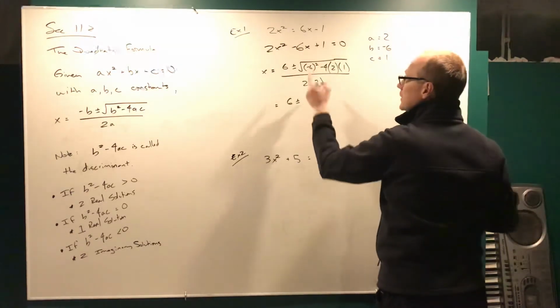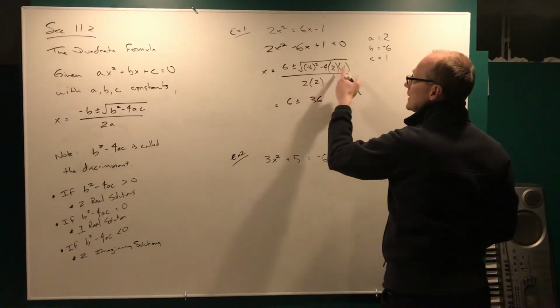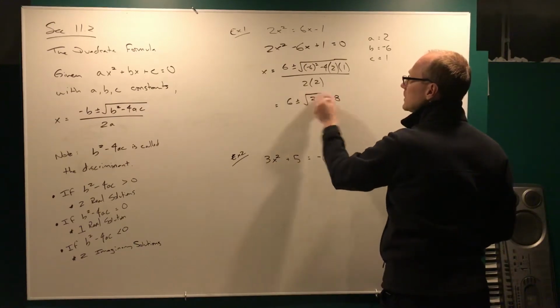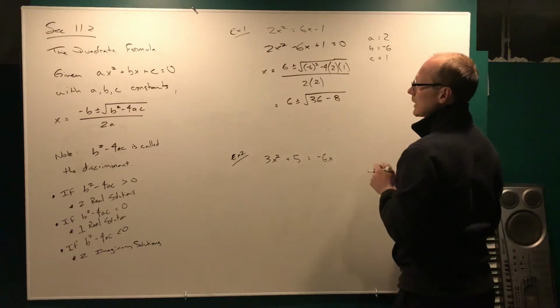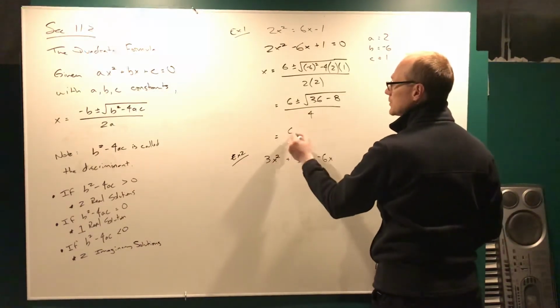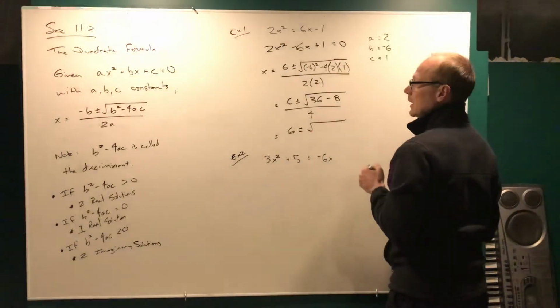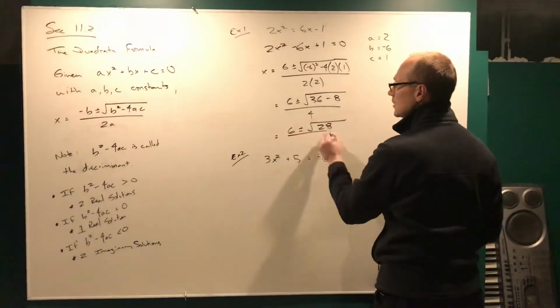6 plus or minus 36. 4 times 2 is 8, times 1 is 8, so it's 36 minus 8. Be careful about that in there to make sure that you do that subtraction, multiplication stuff correctly. 2 times 2 is 4. 6 plus or minus 36 minus 8, would that be 28? Square root of 28 over 4.